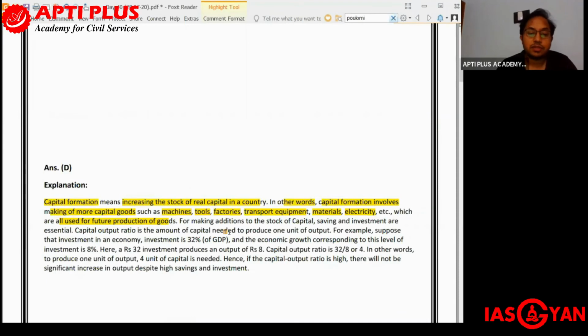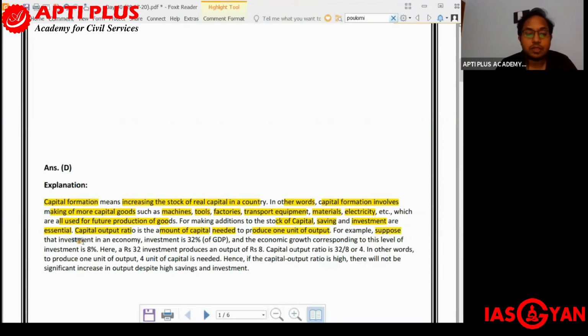Now, for making additions to the stock of capital, saving and investment are essential. Capital output ratio is the amount of capital needed to produce 1 unit of output. Remember this, what is meant by capital output ratio? It is the amount of capital needed to produce 1 unit of output.